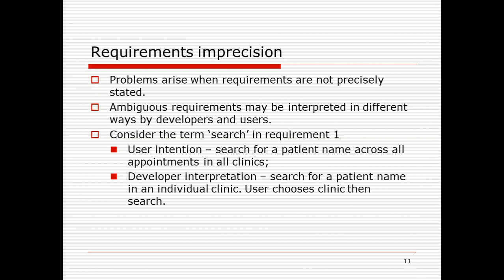Whereas the developer's interpretation may be a little different. The developer may be thinking that the user must first select the clinic name, and then give the patient name to identify whether the patient is in the list of appointments for that particular clinic or not. Then again, clinic by clinic, they need to check the appointment list. So this leads to ambiguity, and the real cause of this ambiguity is that the requirement is not precisely stated.